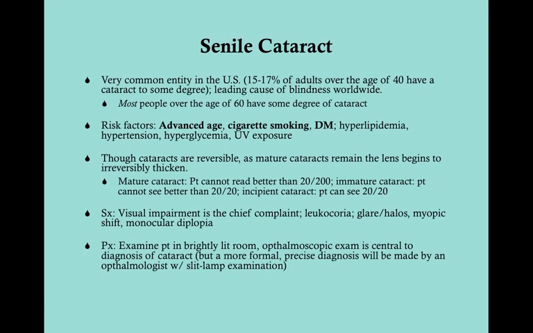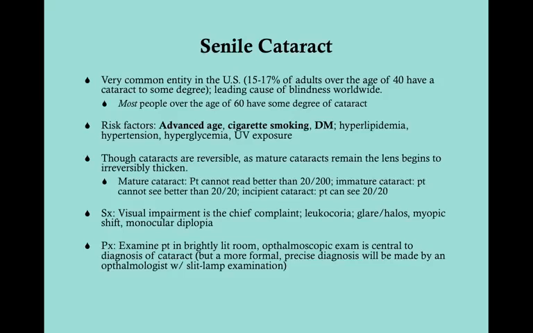Okay, so the more common senile cataract, this is a very common entity in the U.S. About 15 to 17% of all adults in the U.S. over the age of 40 have a cataract to some degree. There's various degrees of cataract, though. So cataract is just this abnormal material within the lens. It doesn't necessarily mean, though, that you're going to have symptoms. This is the leading cause of blindness worldwide, and certainly you would have to have a significant cataract in order to eventually become blind. Most people over the age of 60 will have some degree of cataract. The question is, however, does it affect the patient in their daily life?